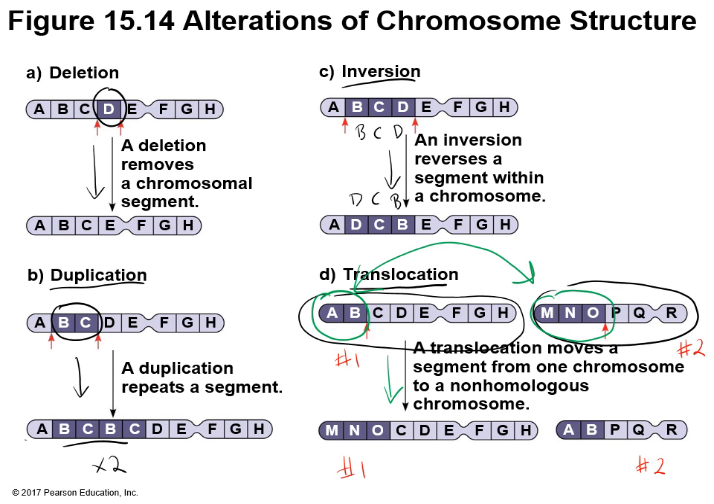Deletion, duplication, and inversion all involve the same chromosome, but translocation is going to involve 2 different chromosomes, where we swap sections between those 2 different chromosomes.